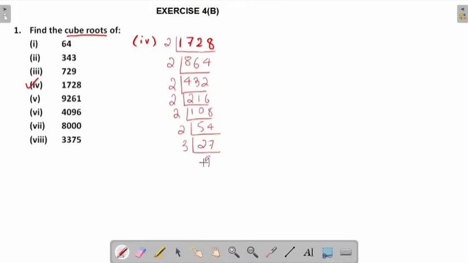Again with 3. 3 9s are 27, and now with 3, again 3. So basically what I saw here is that your 1728 is nothing but, let's see how many 2's are there, 1 2 3 4 5 6. So it is 2 to the power 6. And how many 3's are there, 1 2 and 3. So we have three 3's.